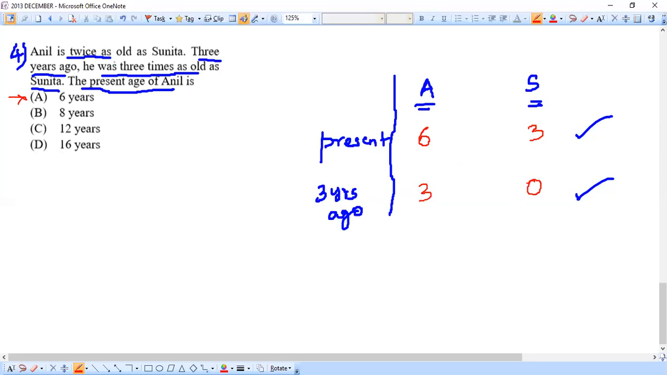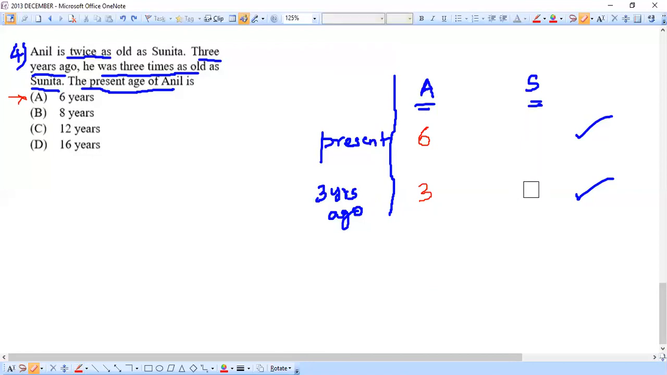Now, check the condition. What condition is given? 3 years ago, how should their ages be? Anil was 3 times as old as Sunita. Just check whether it is working out. See here, we have 0. Is 3 times 0 going to give us this 3? No, because 3 times 0 will be 0 only. So it is not working out, which means we have not achieved our answer through option A.